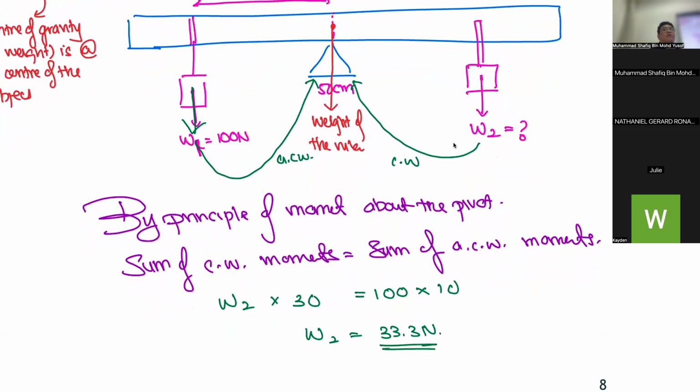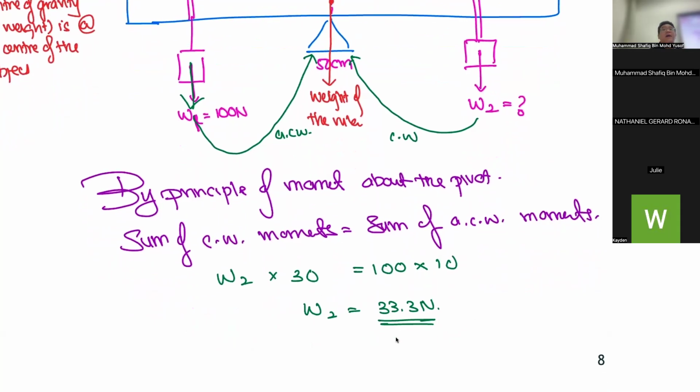Physics cannot give fractions. Chemistry also same. So that's the answer, 33.3. 3SF, or depending on your school, some schools say 2SF. So you can just check with your school whether you want 3SF or 2SF in this case. All right, so that's it.